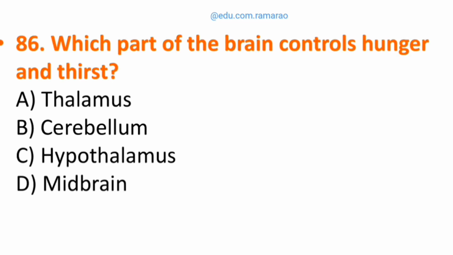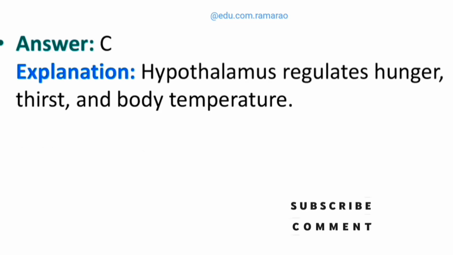Which part of the brain controls hunger and thirst? Option A thalamus, option B cerebellum, option C hypothalamus, option D midbrain. The correct answer is option C. Hypothalamus regulates hunger, thirst and body temperature.